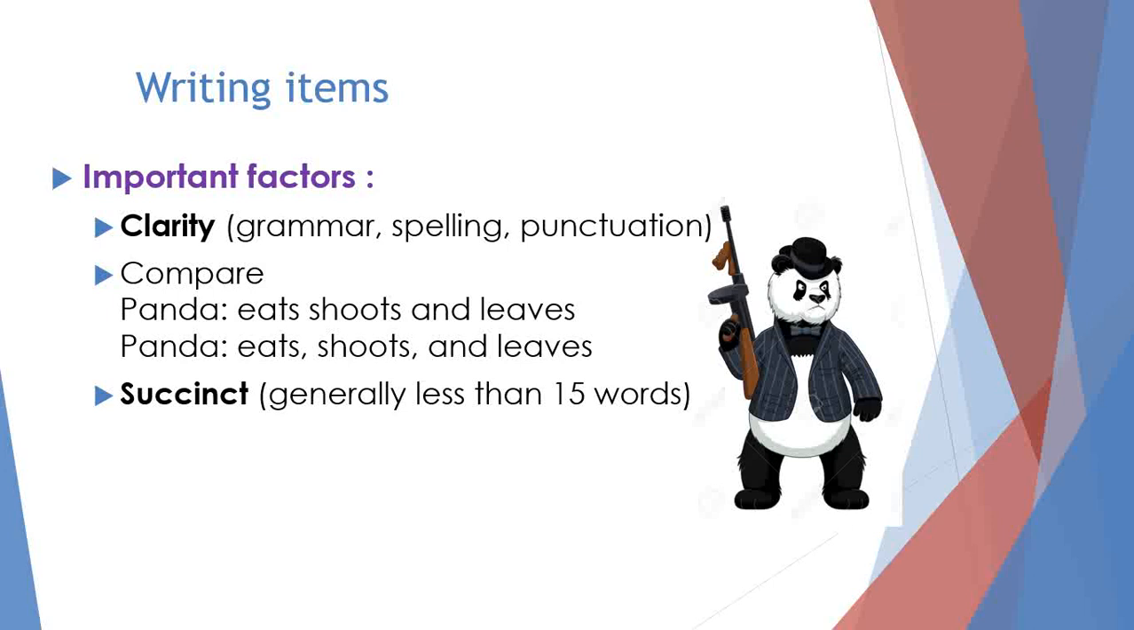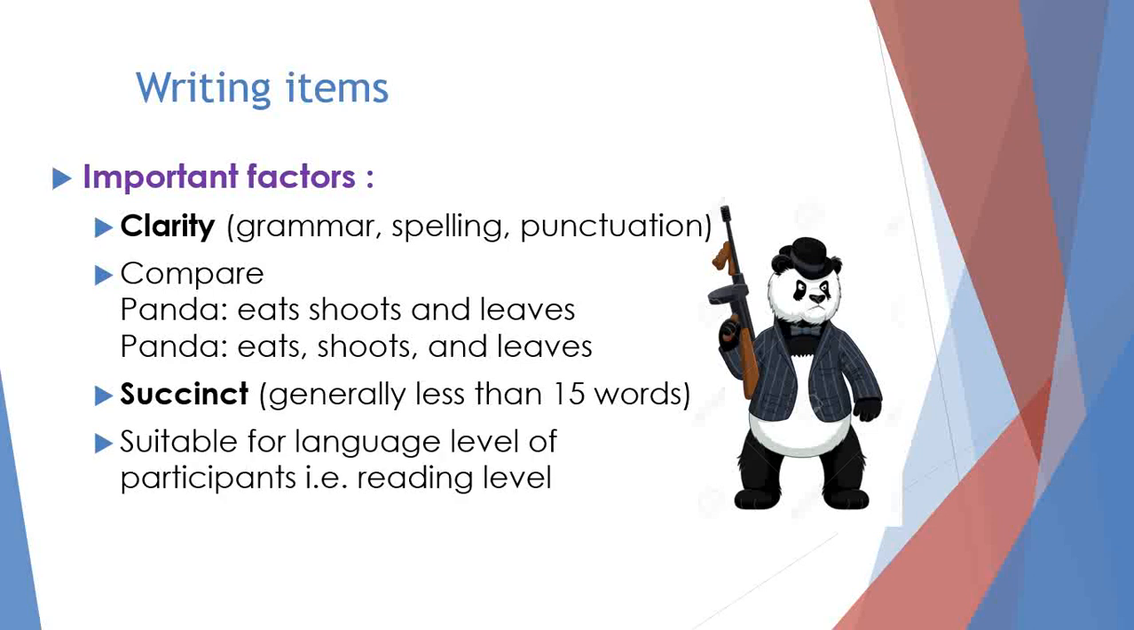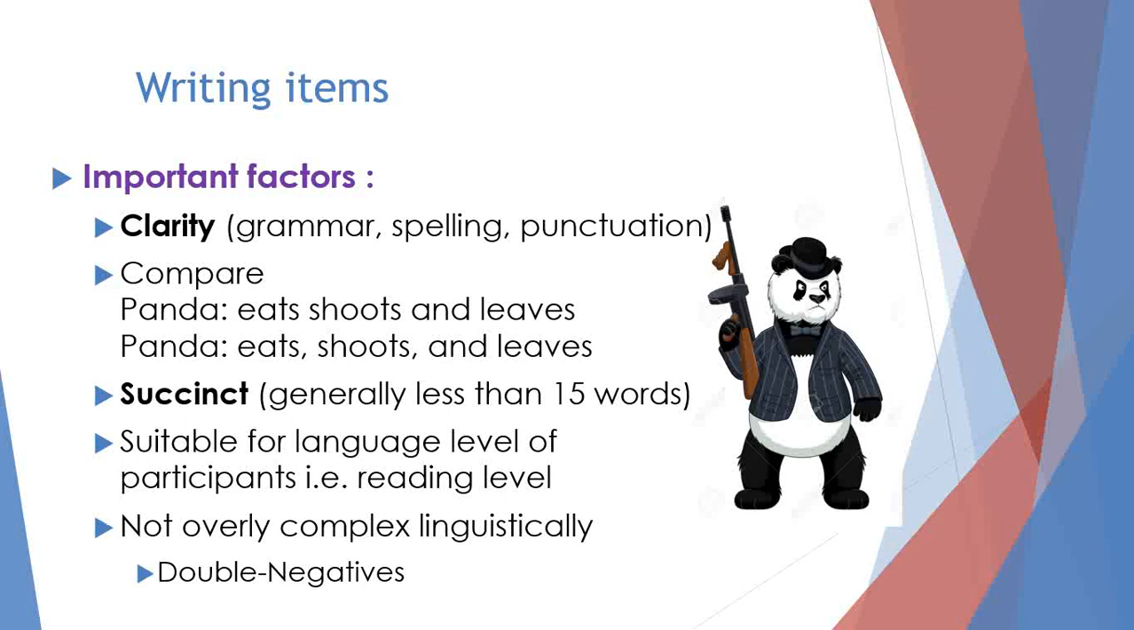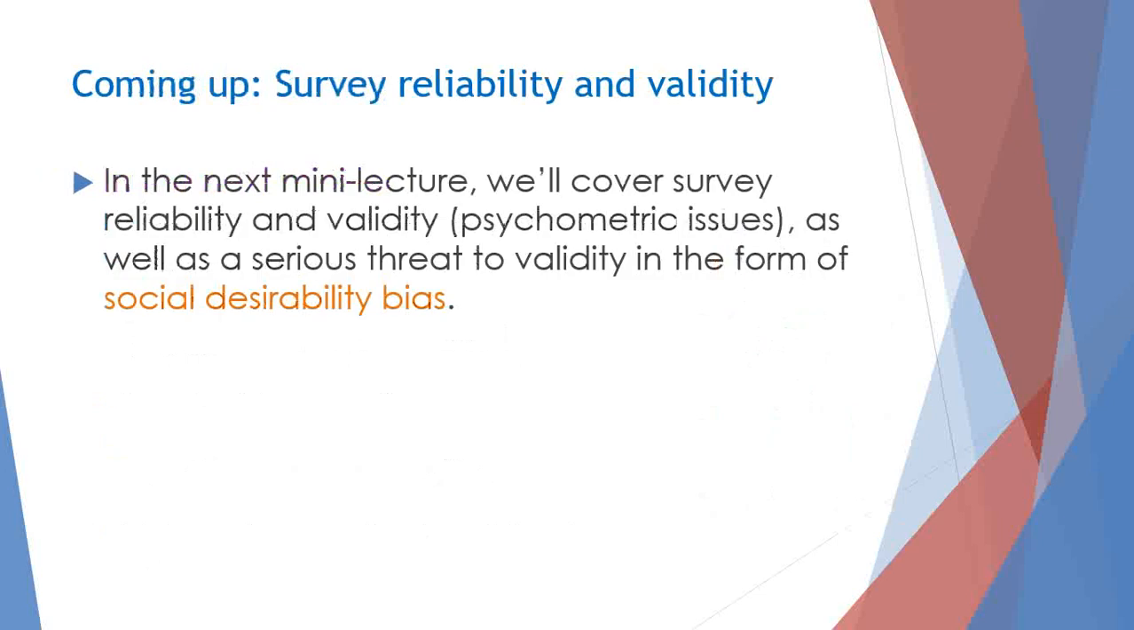They should be succinct, generally less than 15 words, and ideally less than 10. And they should be suitable for the language level of participants. They shouldn't be overly complex linguistically and really try to avoid these double negatives. I mean, even reverse-coded items slow down the reading process, and so you really wouldn't want too many.